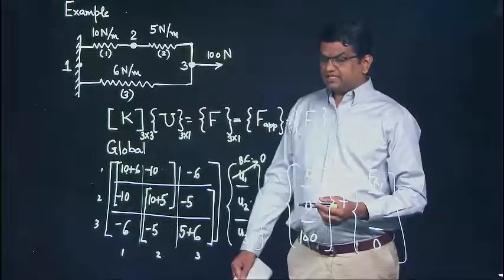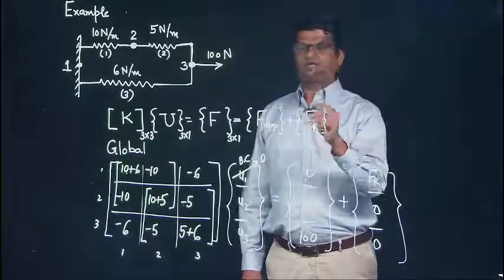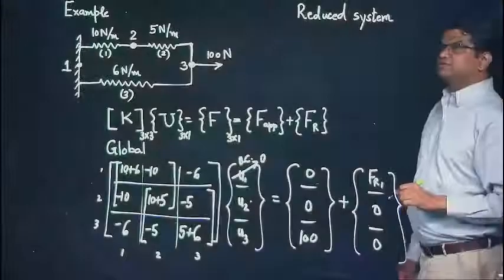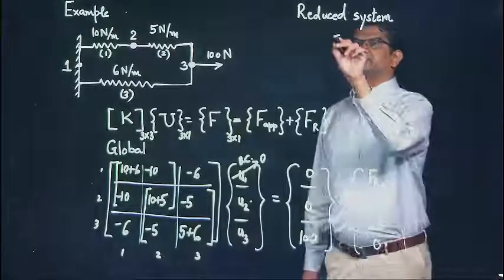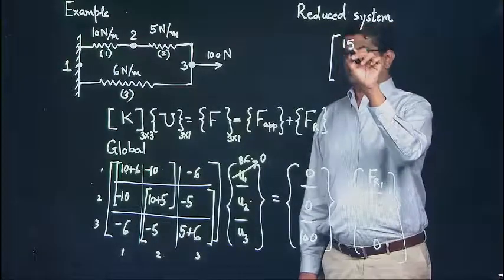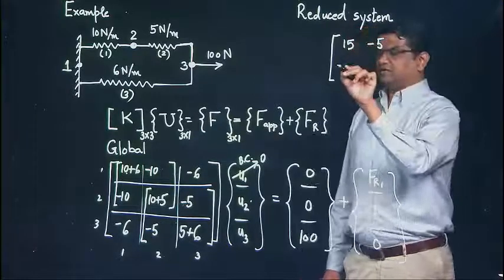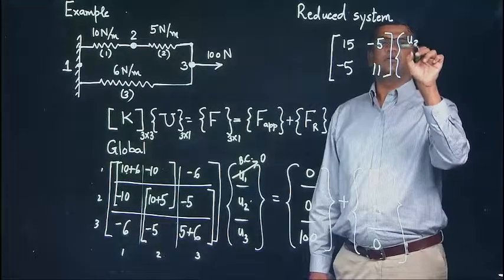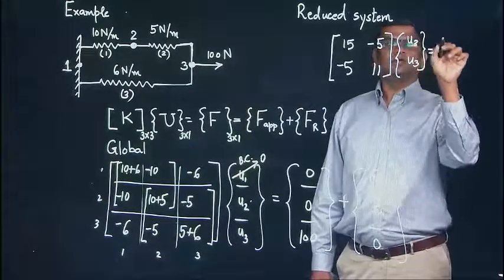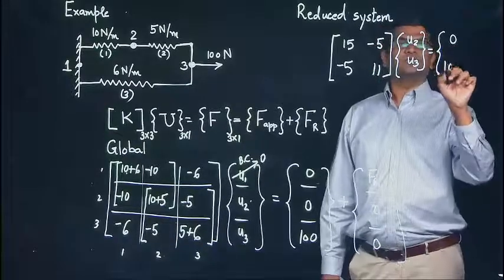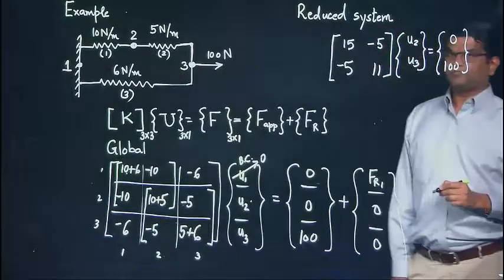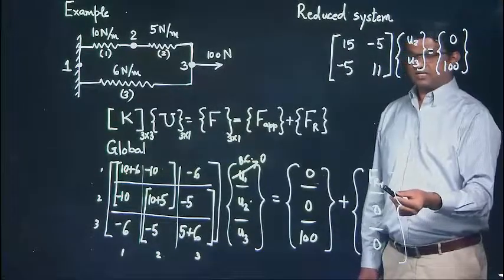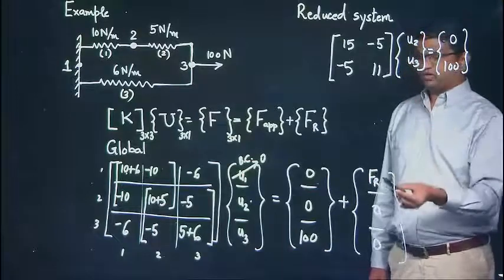So what that means is application of boundary condition gives you what is called a reduced system. The reduced system in this case is [15, -5; -5, 11] multiplying [u2, u3] equal to [0, 100]. The thing to note is that the reaction force does not depend on the reduced system or is independent of the reduced system.